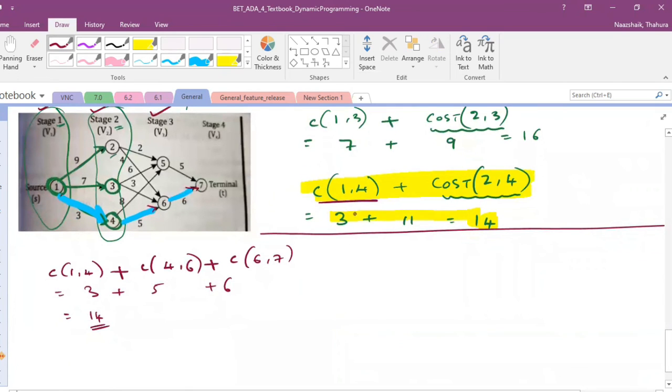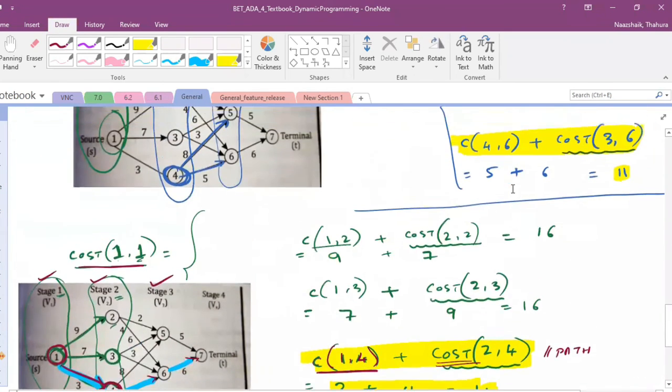Okay, so let's start with this. This is a direct edge. C1, 4 means a direct edge, right? That is cost of 1, 4, this edge, right? After that, it is some path. Whenever I say cost, it's a path, right? So how do you get, you cannot say directly from here, you don't know which path you would have chosen, right?